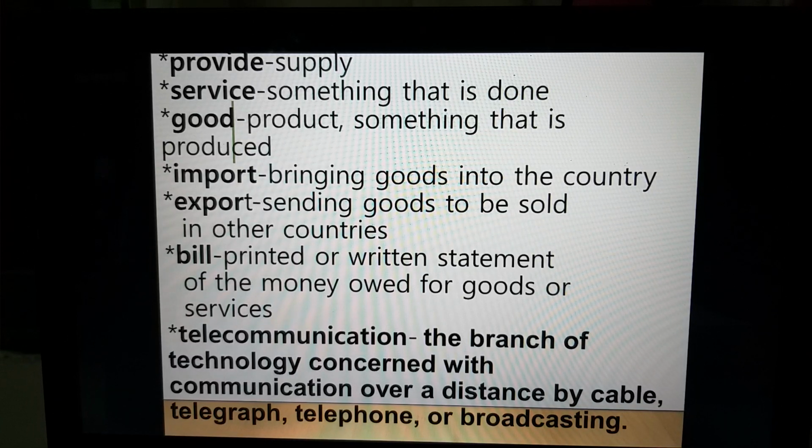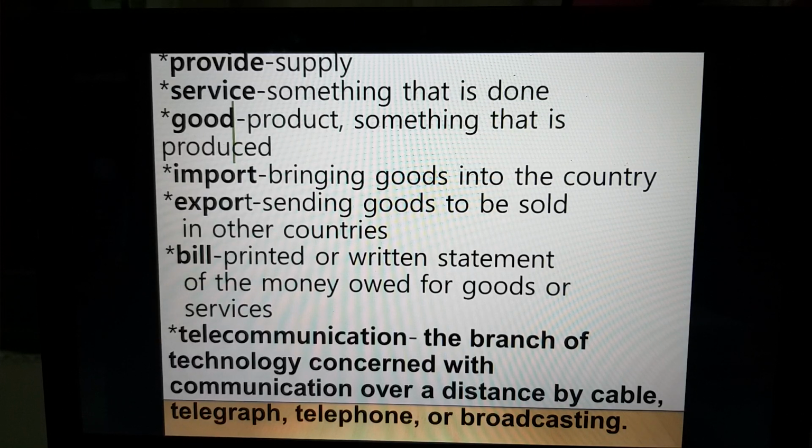Import, bringing goods into the country. Export, sending goods to be sold in other countries. Bill, printed or written statements of the money owed for goods or services. Telecommunication means the branch of technology concerned with communication over a distance by cable, telegraph, telephone, or broadcastings. Okay, let's start.